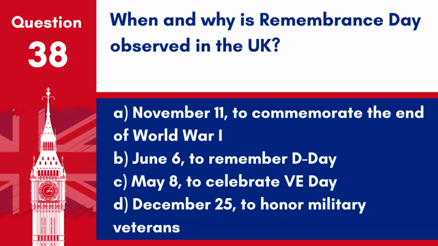Question 38. When and why is Remembrance Day observed in the UK? A. November 11, to commemorate the end of World War I. B. June 6, to remember D-Day. C. May 8, to celebrate VE Day. D. December 25, to honour military veterans. Answer: A. November 11, to commemorate the end of World War I. Remembrance Day, or Armistice Day, is observed to remember the fallen of the two world wars and later conflicts.